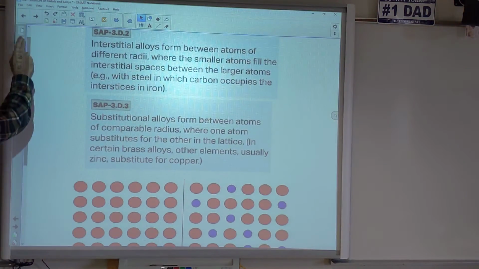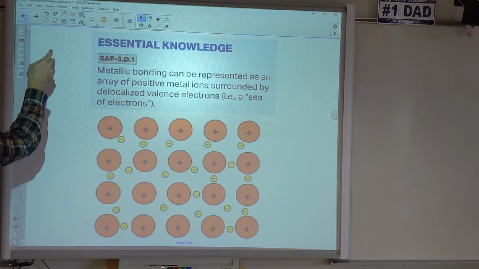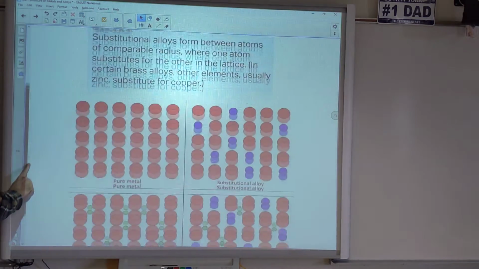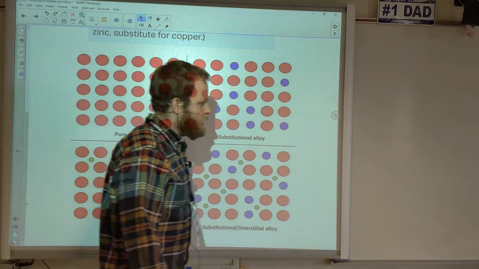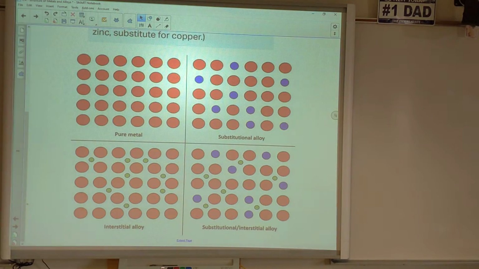And that's it. So if you know the sea of electron model, great. And then if you know the two types of alloys, interstitial and substitutional, then you know absolutely everything you need for this learning target. Great job.